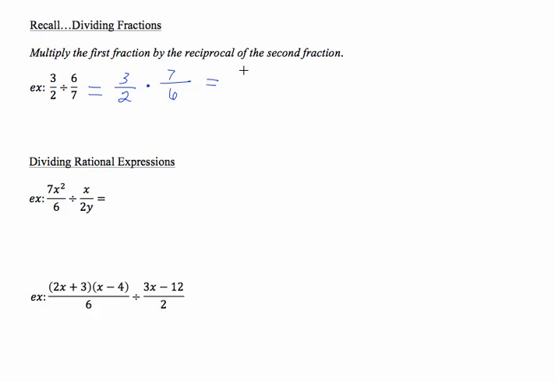So then 7 times 3 is 21, 2 times 6 is 12. But I'm not going to multiply yet because I can simplify here. A 3 and a 6 have a common factor of 3. And that's it. So we have 7 divided by 2 times 2, or 4.